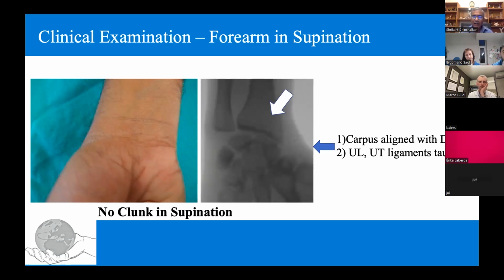And in addition to that, because the carpus is aligned with the distal radioulnar joint, the ulnolunate and ulnotriquetral ligaments are optimally or normally tensioned. So as a result, the combination of both of these provided an adequate amount of stability to the carpus over the distal radioulnar joint, and therefore we concluded that there is no clunk visible or noticeable, especially when the forearm is in a supinated position. And interestingly, we use this concept while treating these individuals, and I'll come to that as to what we decide.